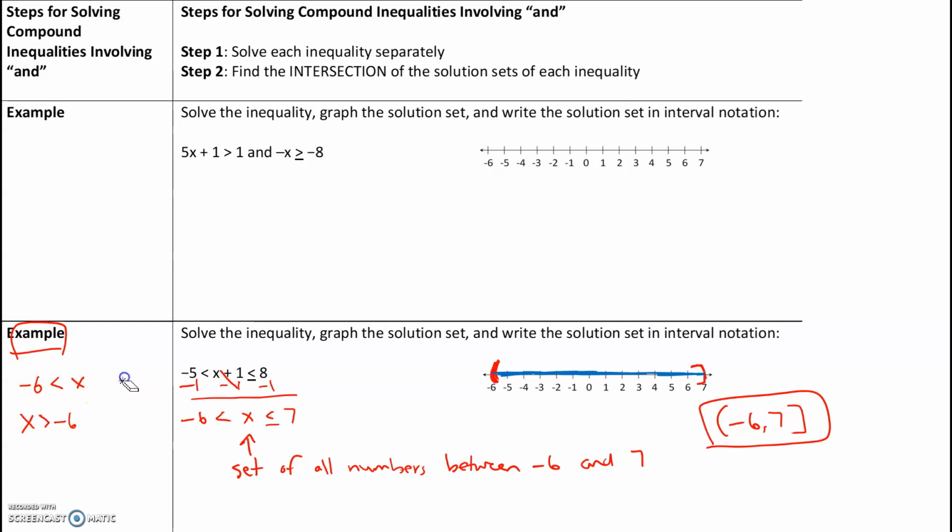And now if I ignore the left part and just take the right part, we have x less than or equal to positive 7. So what we have is a set of numbers that are greater than negative 6, which is why we go to the right of negative 6, and less than or equal to positive 7, which is why we go to the left of positive 7, and they intersect in the middle. So the solution set is all the numbers in between negative 6 and 7. But in general, anytime you have x sandwiched in between two values, this is going to be your solution.